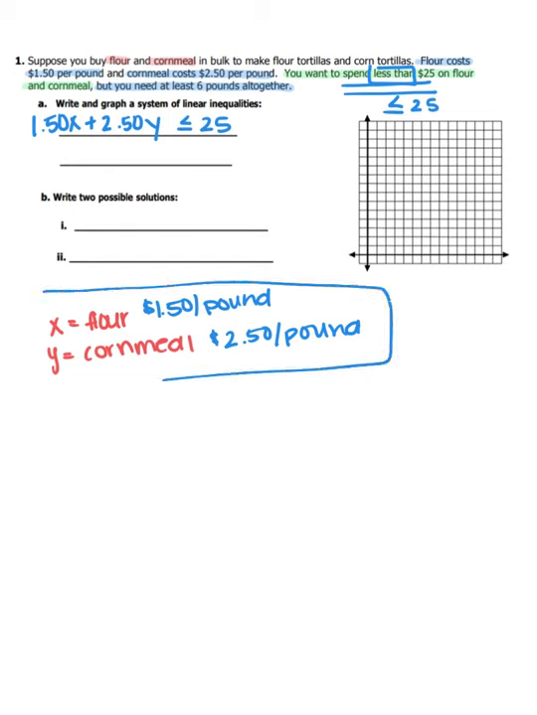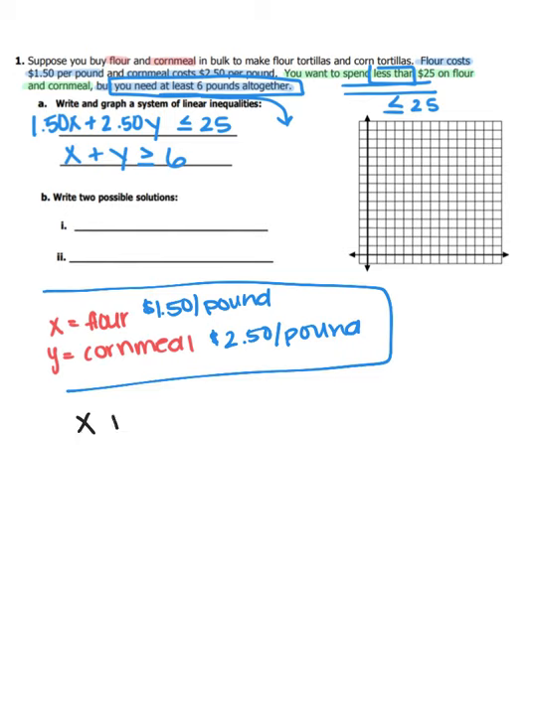Our other equation is going to talk about that we need at least 6 pounds altogether. So some amount of flour plus some amount of cornmeal has to be, and it says at least 6 pounds. So think, if it needs to be at least 6 pounds, does it need to be less than 6 or should it be greater than 6? If you need at least 6 pounds, that means we need to be bigger than or equal to 6 pounds. So that's going to be our second equation. Now we'll graph both of those to find our solution.